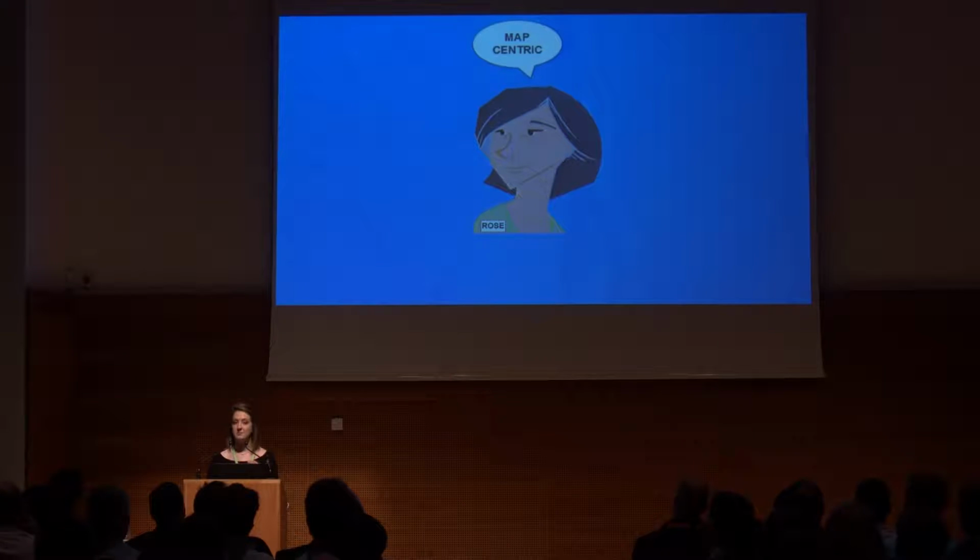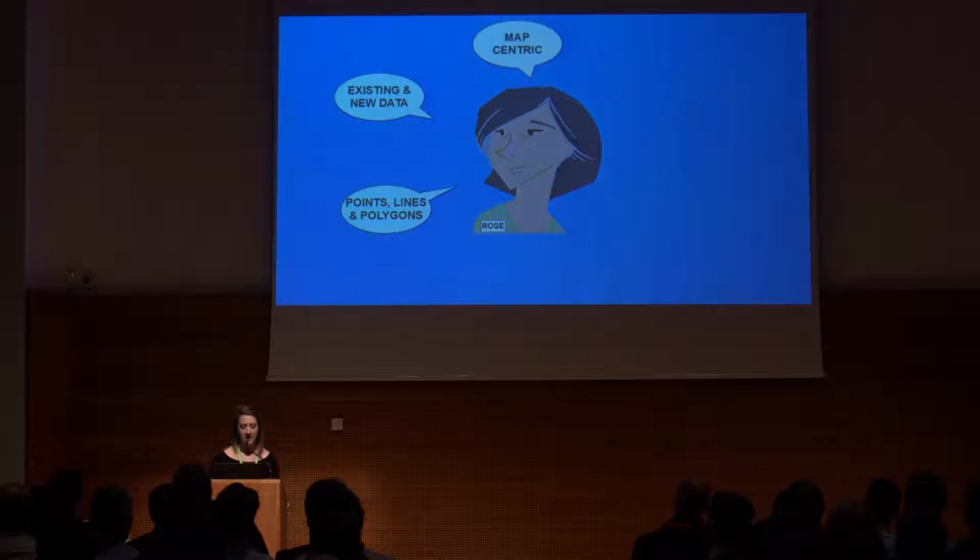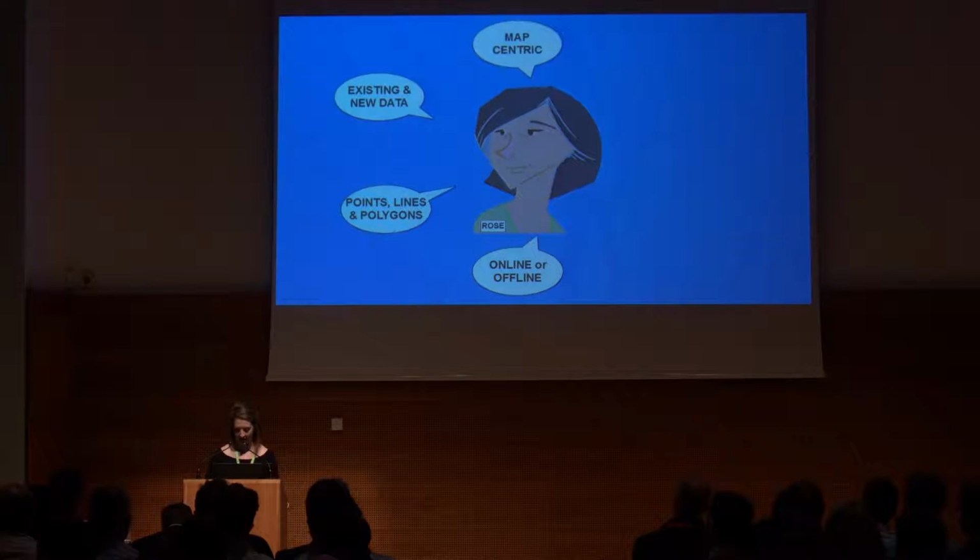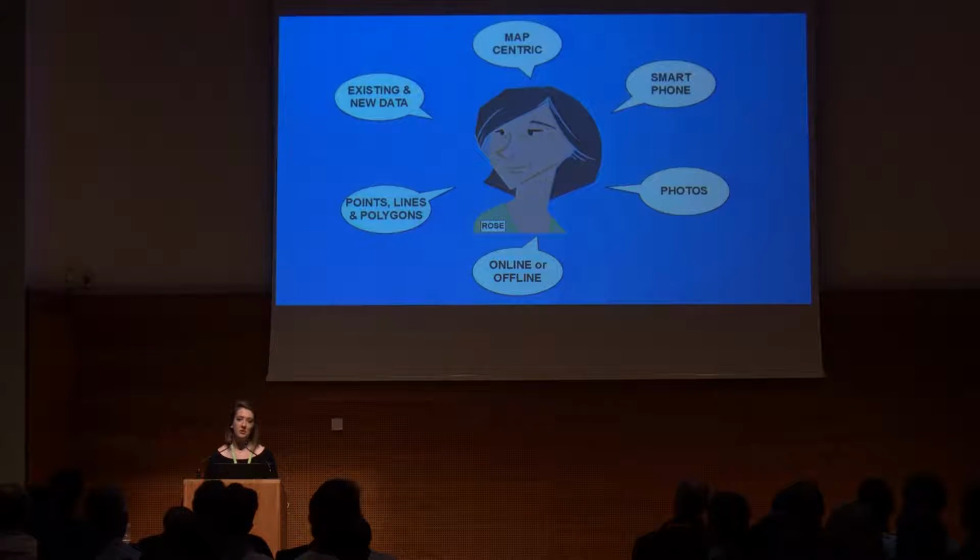She's looking for something that's map-centric, so she can see her data in the context of other data. She can edit existing data and gather new records. She wants to work with points, lines, and polygons. She needs the ability to work online and offline because the 3G connectivity isn't reliable. She wants to add photographs to her collection as well to show evidence of what she's found out in the field. And she wants to use her own smartphone, which she's comfortable with.